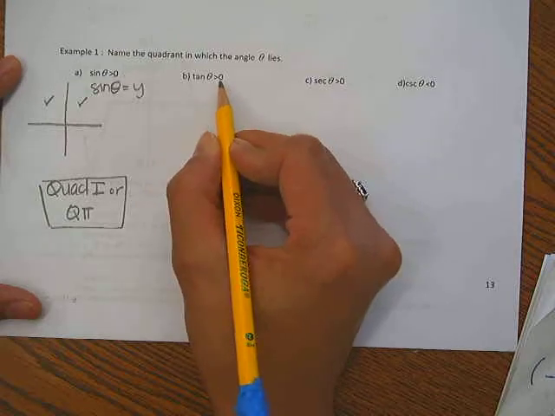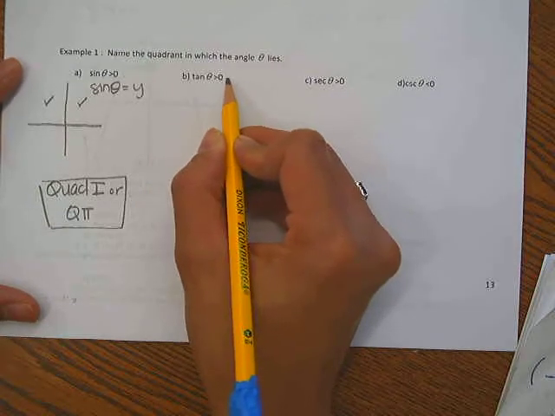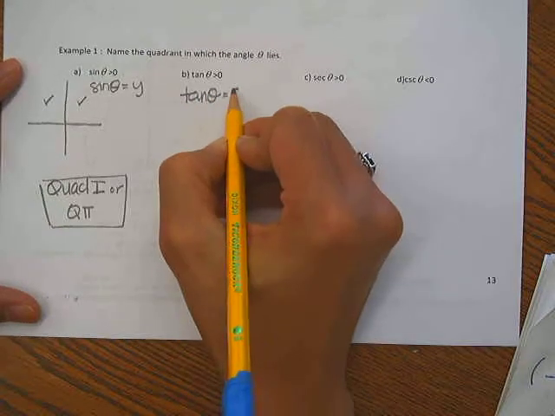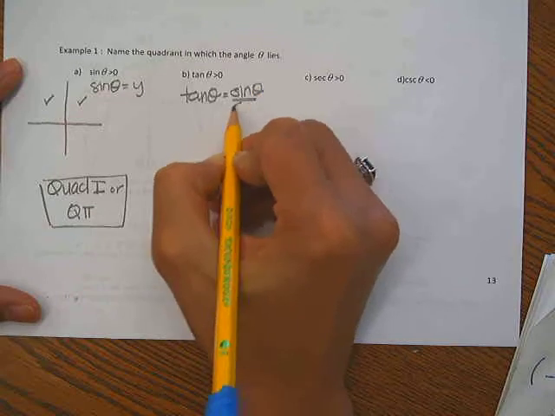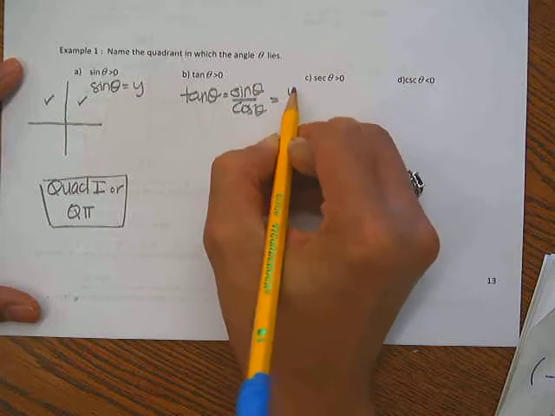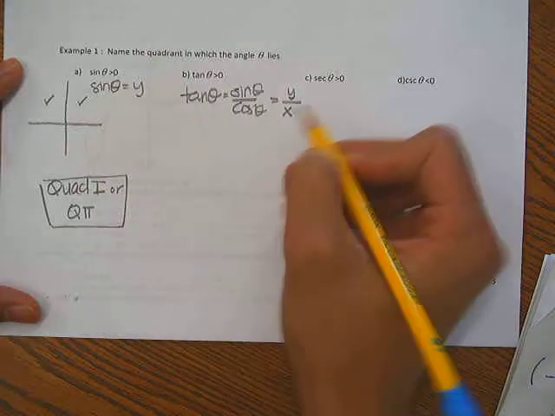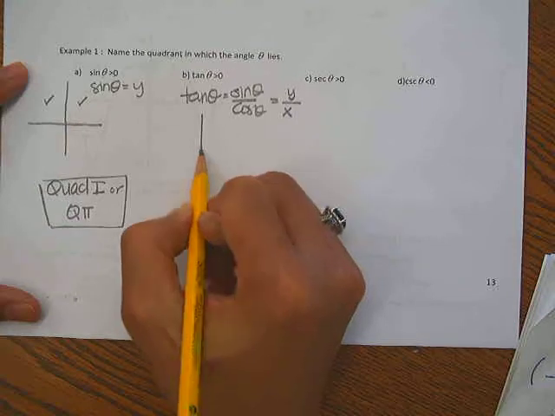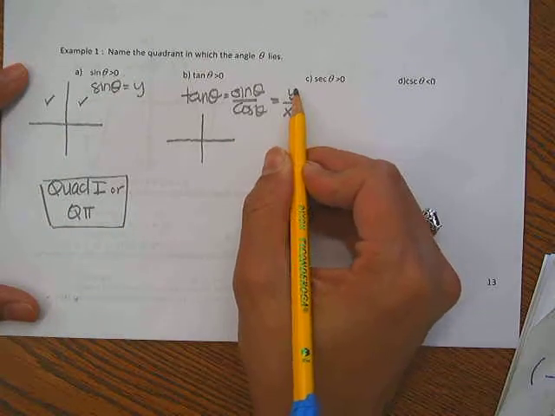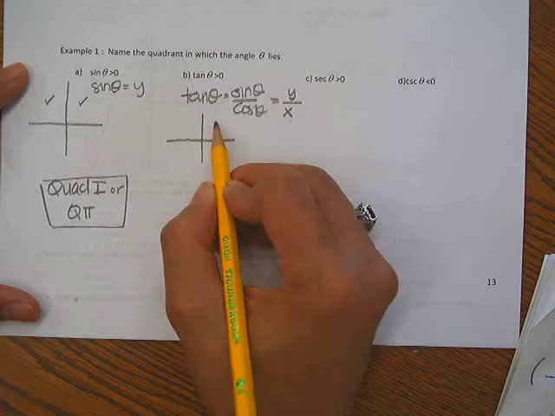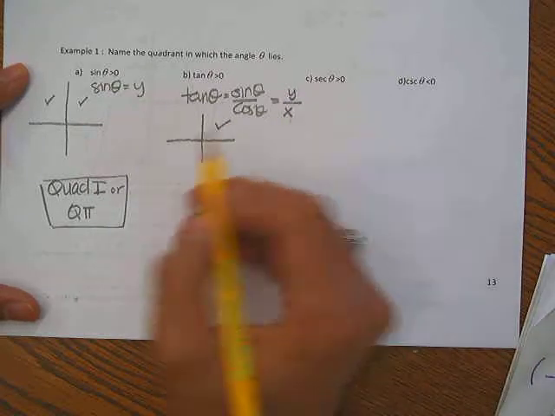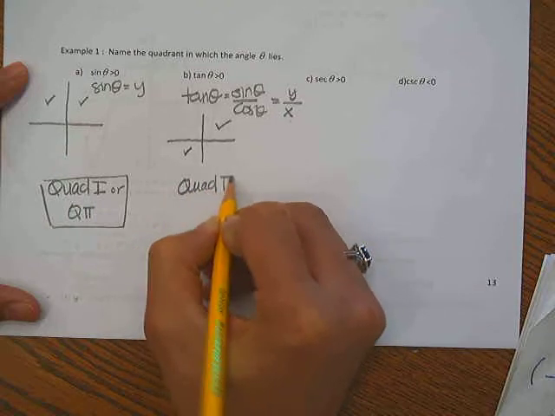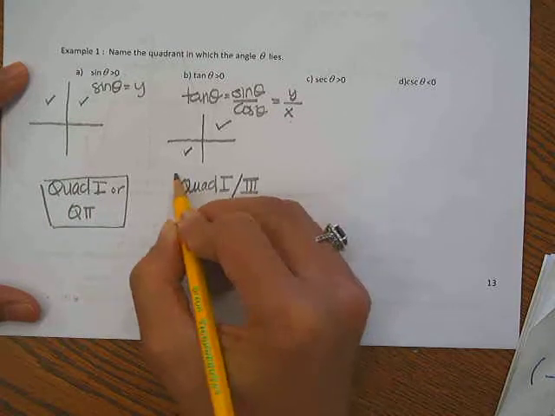Tangent of theta, it's asking you to do also tangent is positive. So tangent of theta is similar to saying sine of theta divided by cosine of theta. And sine is similar to y and cosine is x. So whatever it is that I'm dividing, I need to get a positive answer. The only time that you're going to get a positive answer is when both y and x have to be positive, which is quad 1, or both x and y got to be negative, so quad 3. So the answer to this one is quad 1 or 3.